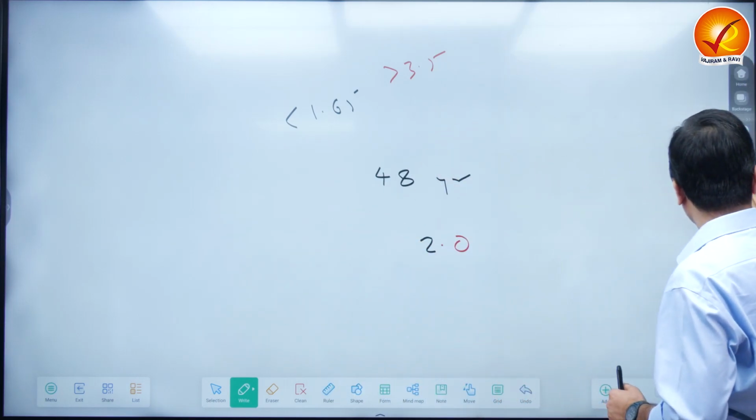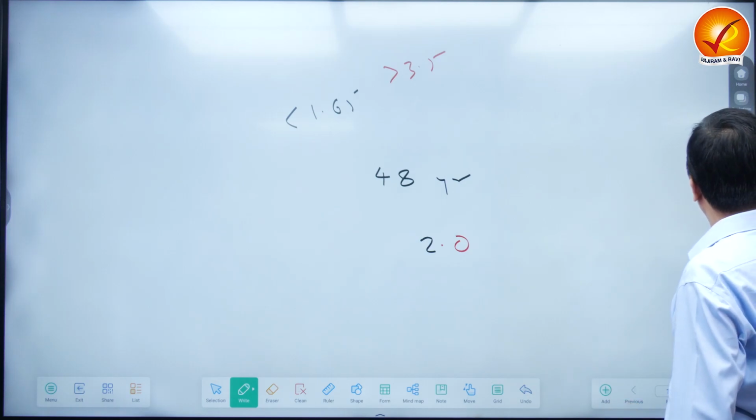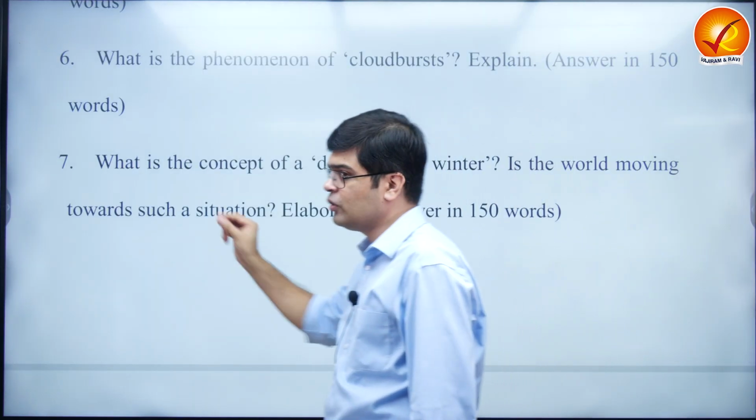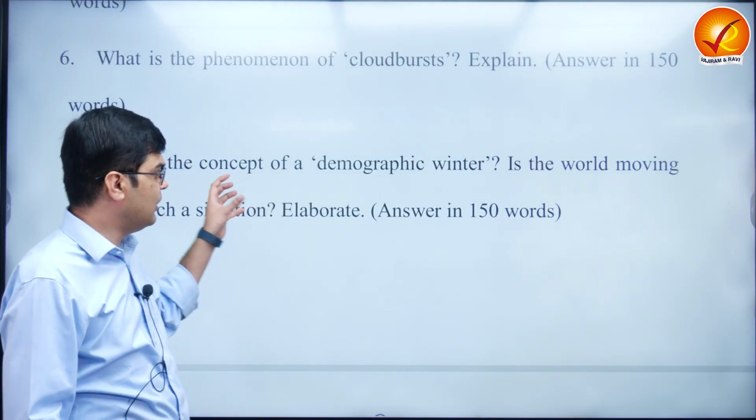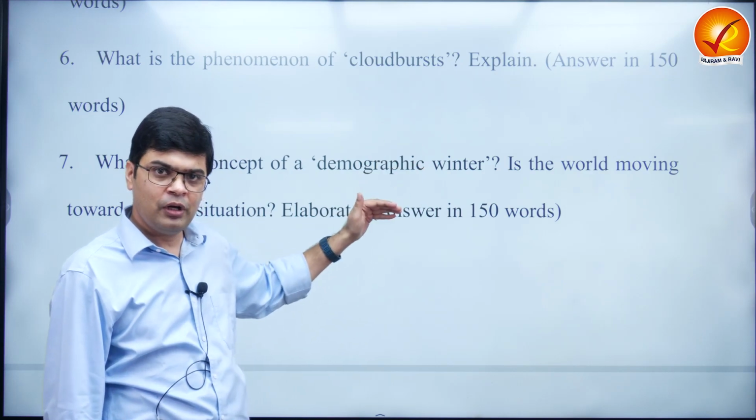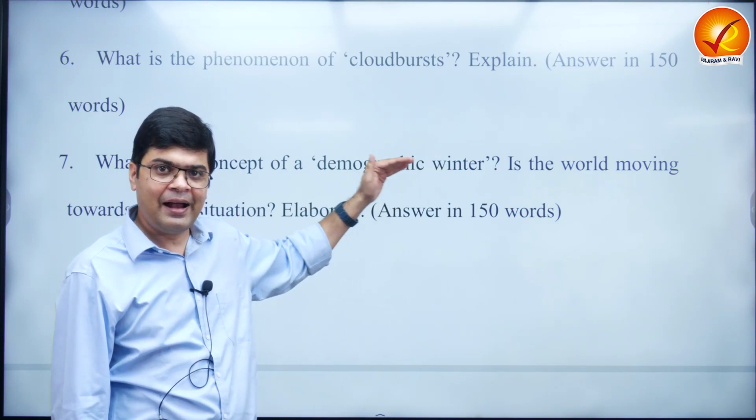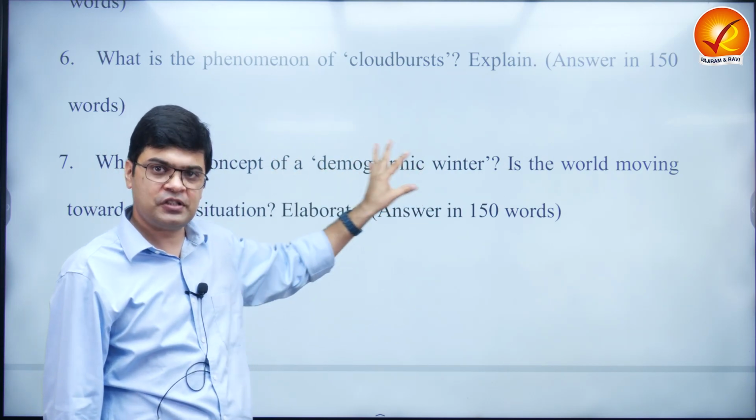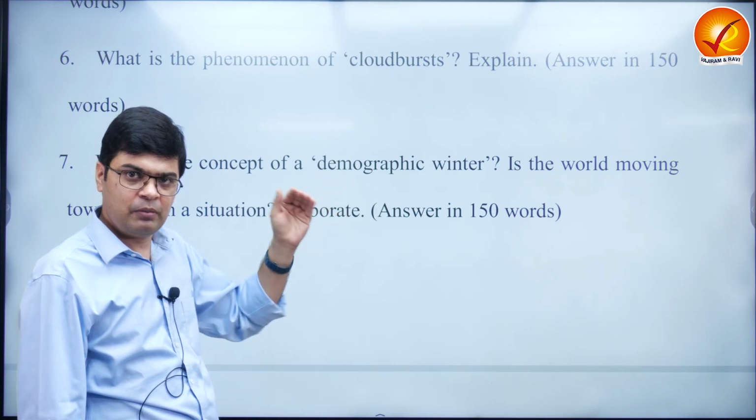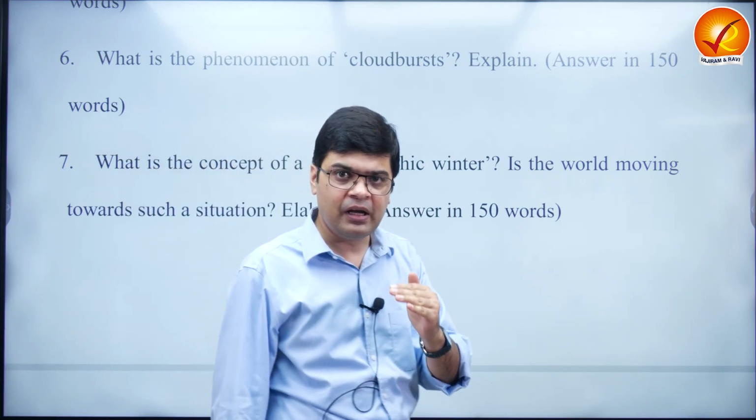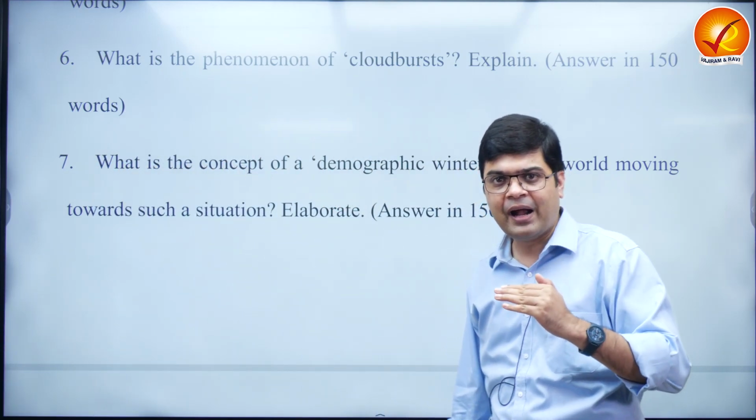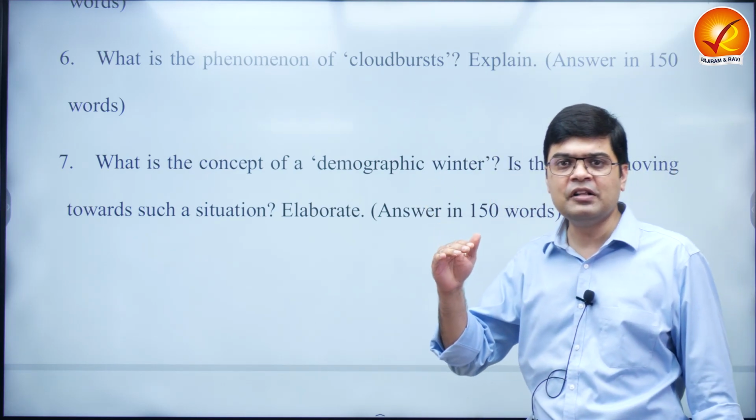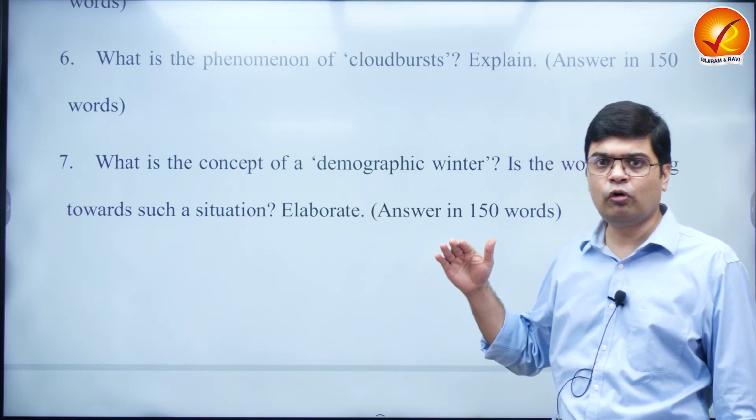Now what are you supposed to write here? What is the concept of demographic winter? You explain the concept: a condition wherein birth rates are low, the population starts aging, and we have a great strain on the economy because of this kind of demographic structure. This is demographic winter. Where birth rates are below replacement level, new people are not born at that pace, and the people who are born become old, and the dependency ratio increases because of more old people.